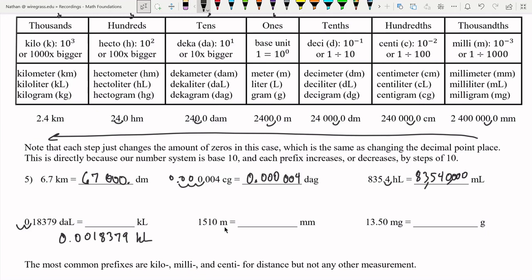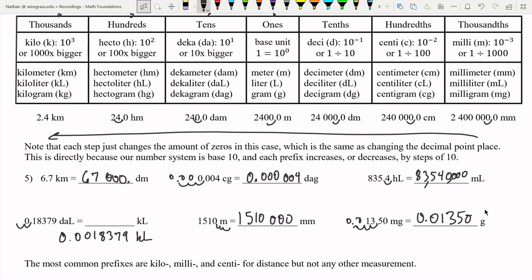All right, 1510 meters to millimeters, 1, 2, 3 spaces to the right. So 1, 2, 3 spaces, 1,510,000 millimeters is what I get for that one. And finally, 13.50 milligrams. Milligrams is here. And we want grams, 1, 2, 3 spaces to the left. It's going to be a smaller unit of measurement, so 1, 2, 3 spaces to the left. 0.01350 grams.